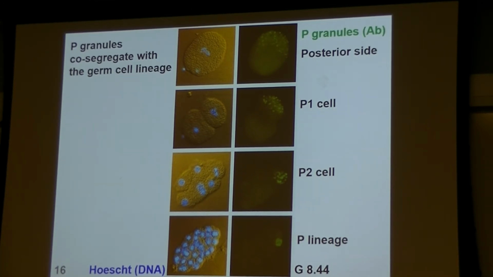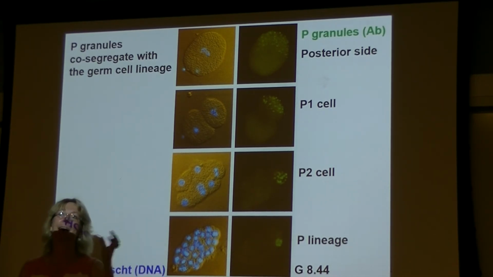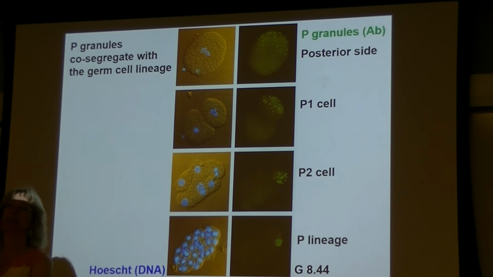So the P lineage is what gives rise to the germline. Here we have, sort of by accident, found a reagent that can recognize a special maternal factor that gets segregated out during cleavage, sequestered into one cell, and that is the cell that becomes the germ. So, pretty interesting.